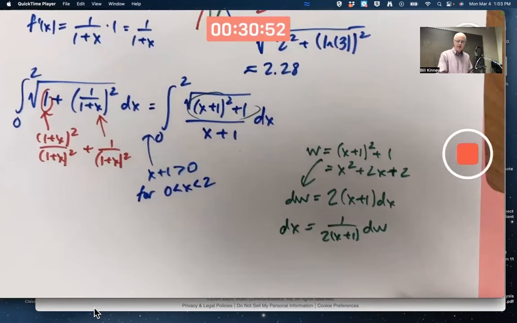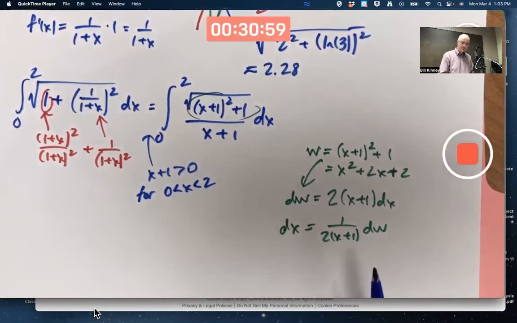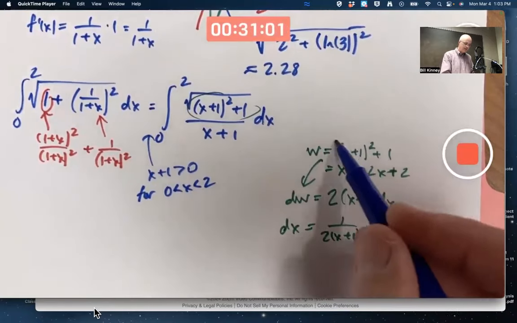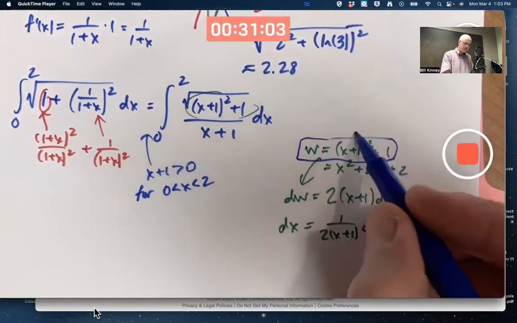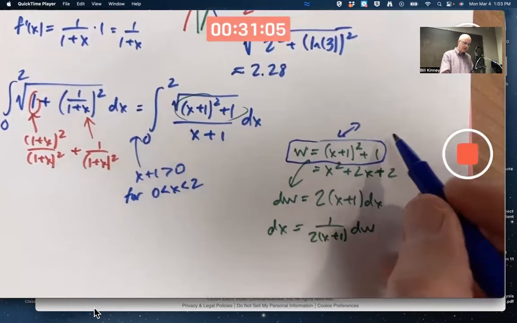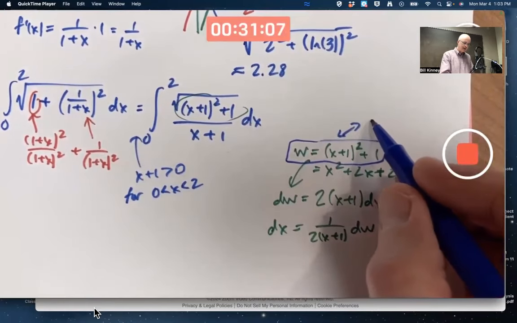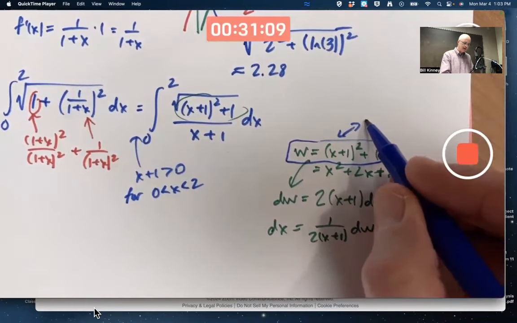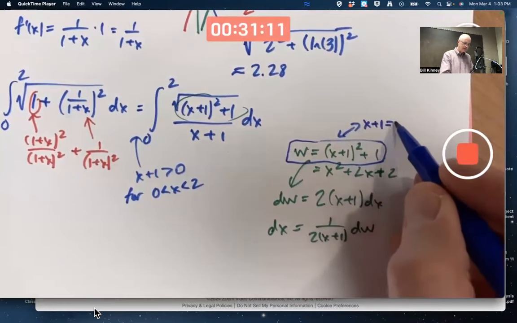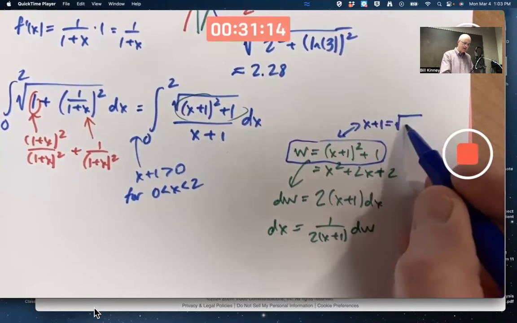However, for that to be helpful, I need to replace x plus 1 with something involving w. Well, that can be done. Going back up to this equation, solve for x plus 1. Subtract 1 from both sides, then take the square root. X plus 1 is going to be the square root of w minus 1.